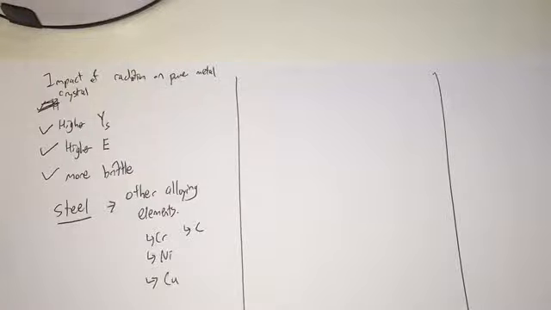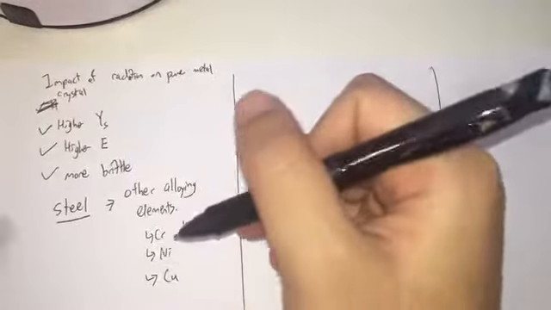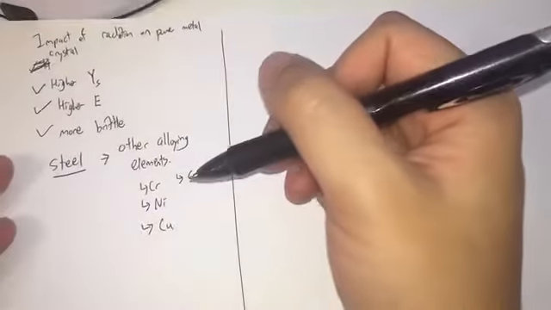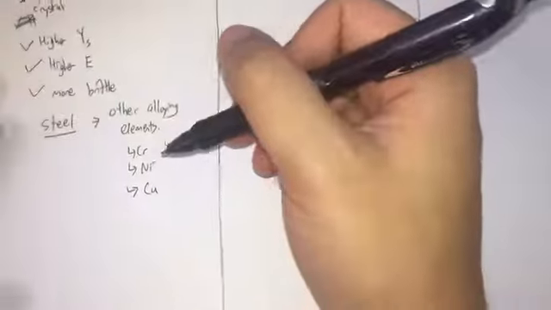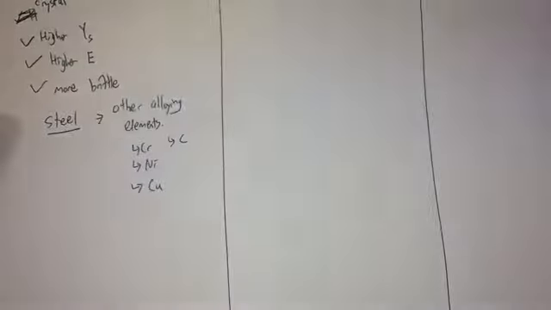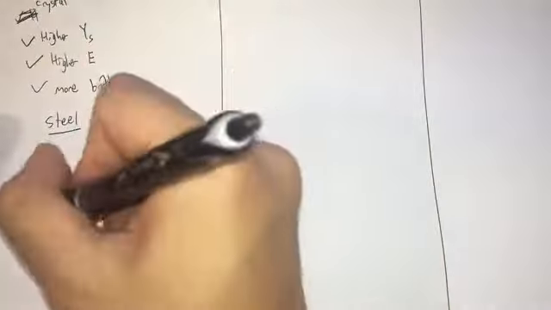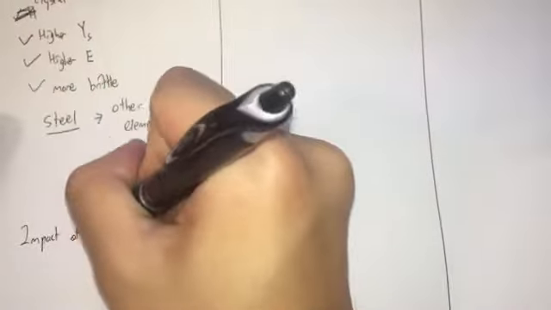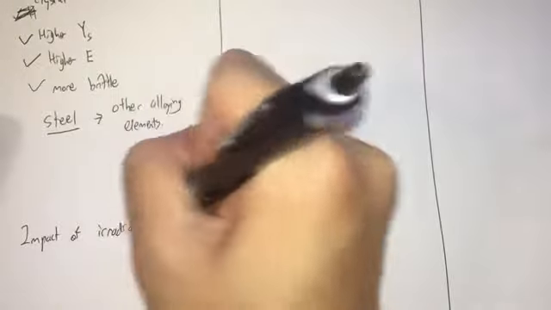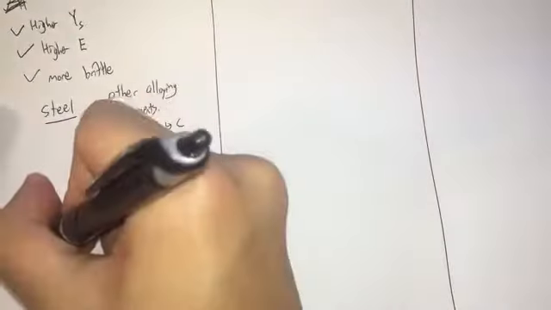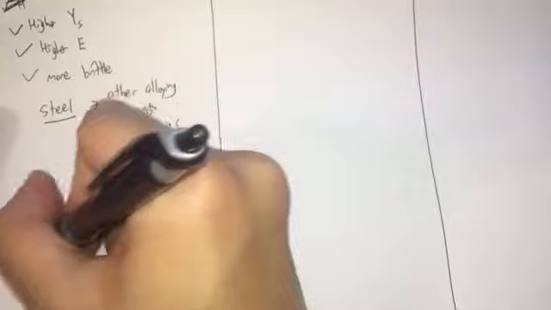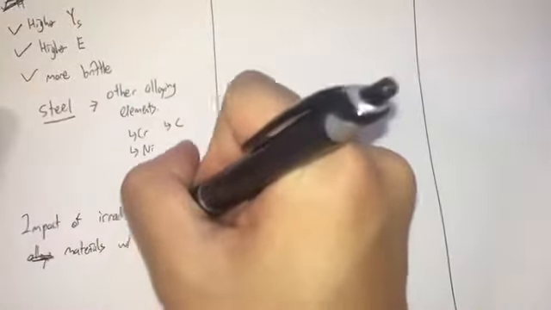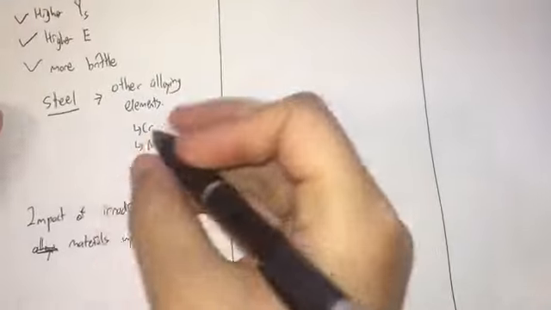So in this case, how would these alloying elements interact with the radiation damage or the radiation in general? So today let's explore the impact of irradiation on alloying elements, or materials with alloying elements.